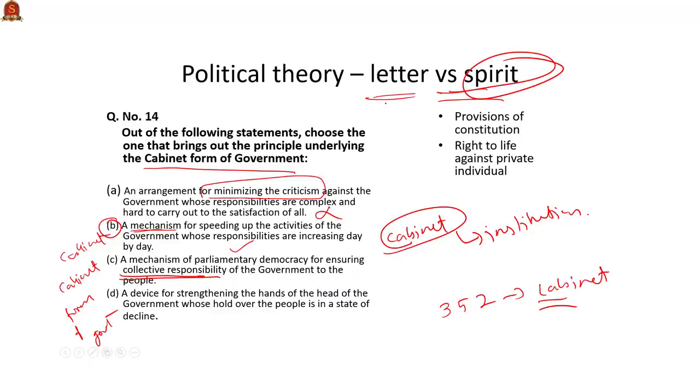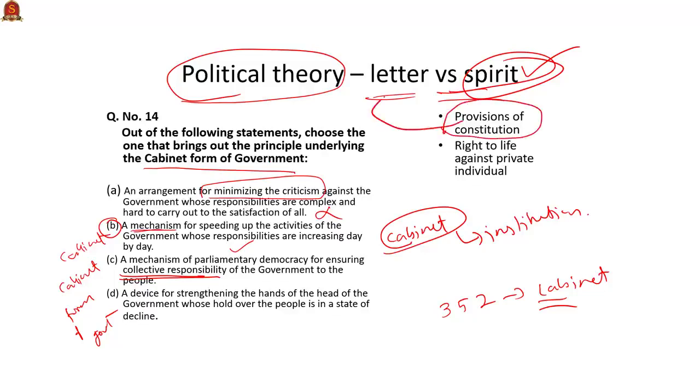Okay, so very simple. Political theory based questions, no? When they are asking political theory based questions, go by the spirit and answer. So here, political theory, cabinet form of government. What is the spirit behind cabinet form of government? To have collective responsibility. But if exactly there is a provision of the Constitution, then you answer by letter. That is why I have added this point here. Very important. If it is political theory, you have to answer by spirit. If it is a provision of the constitution, you have to answer by letter.